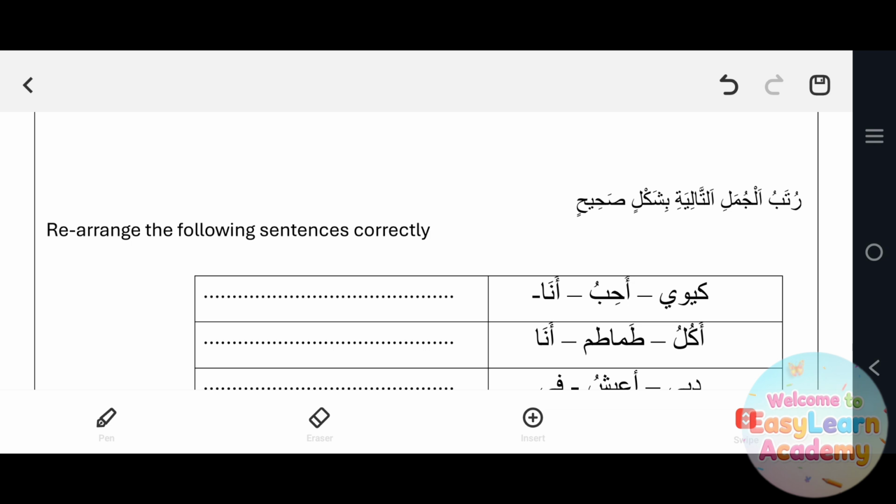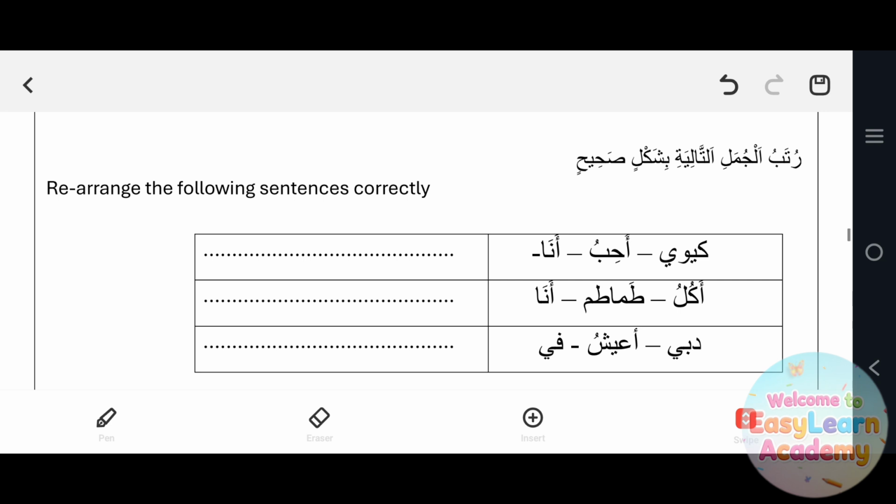Rearrange the following sentences correctly. The goal is to put the pronoun Anna, which means I, first, followed by the verb and the object. First you have to apply the pronoun, then we have to follow with the verb and object. Look at the first sentence. The words are given but not arranged properly.